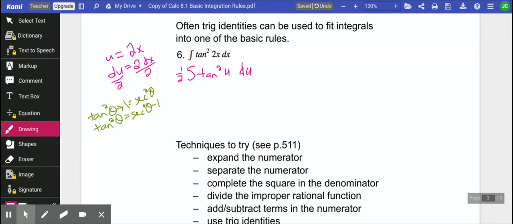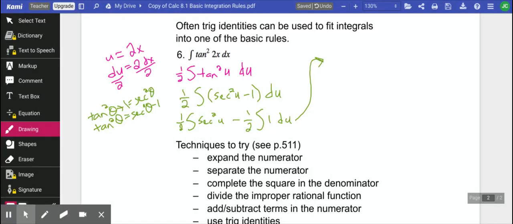So let's make that substitution. Instead of dealing with tangent squared, let's deal with this. So we'll substitute this in, and we get secant squared u minus 1. And then what I'm going to do is split that up into two separate things. Okay, so we have 1/2 antiderivative of secant squared minus, that 1/2 has to go to both of them, 1/2 of 1. All right, and now I think we're in a good place. Pop that up here.